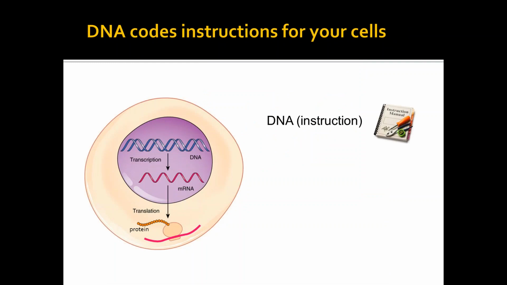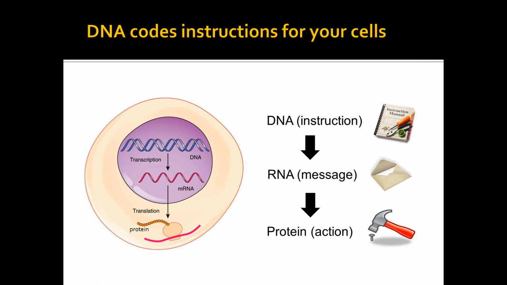So for anyone who doesn't have the basics of molecular biology, just a quick rundown. You can think of DNA as the instruction manual of your cells. It tells your cells what to do. There's an intermediate called RNA that is thought of as the message of this instruction. And then the message is translated into protein, which is what actually does things in your cells.